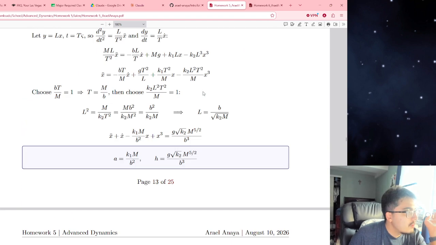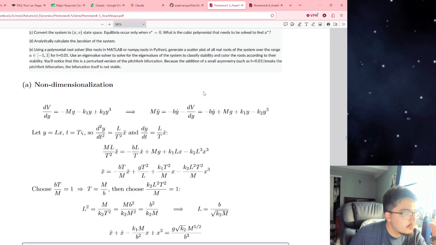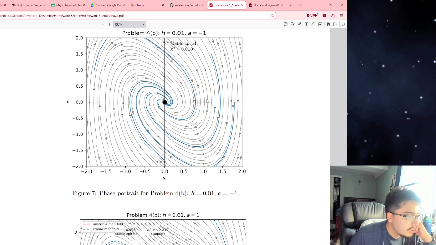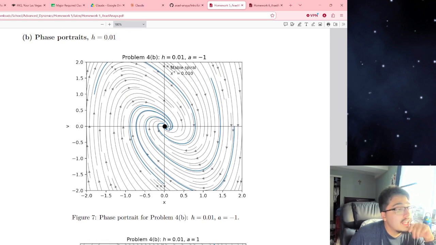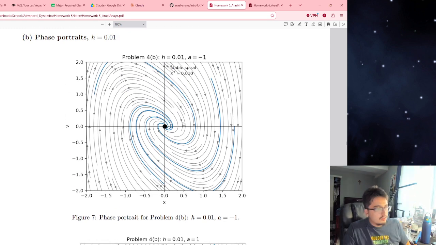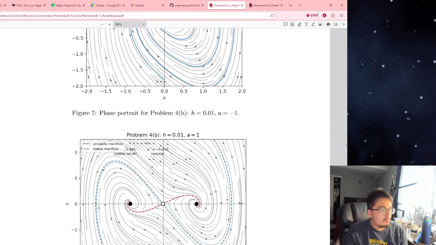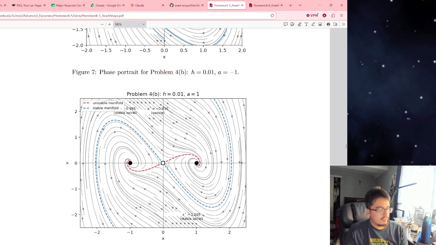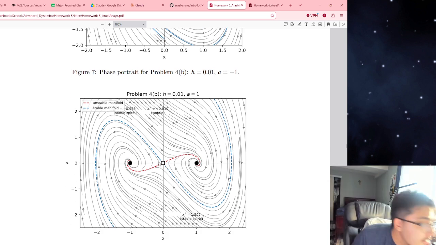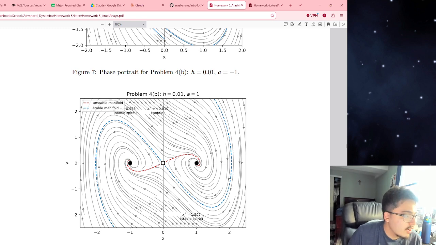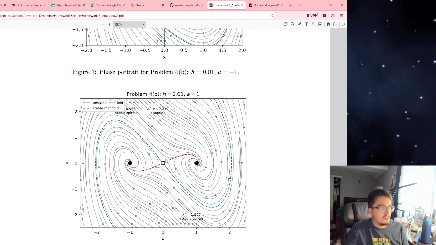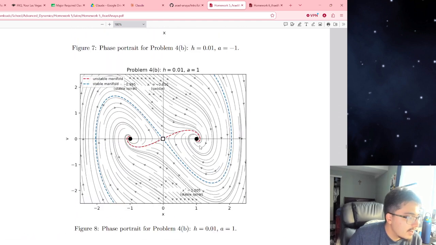Then I went ahead and wrote a little program to just plot the phase portraits of the system. And what we can see is that at a negative 1, we have a single stable spiral at 0, 0. But when we increase a to 1, we see a change in where our zeros are. Now we have two zeros here, and they're both stable spirals. And then at 0, 0, we actually have an unstable spiral of the system. So I think that's a bifurcation.